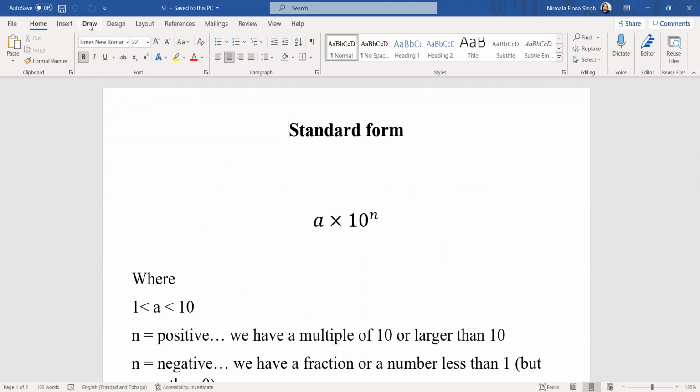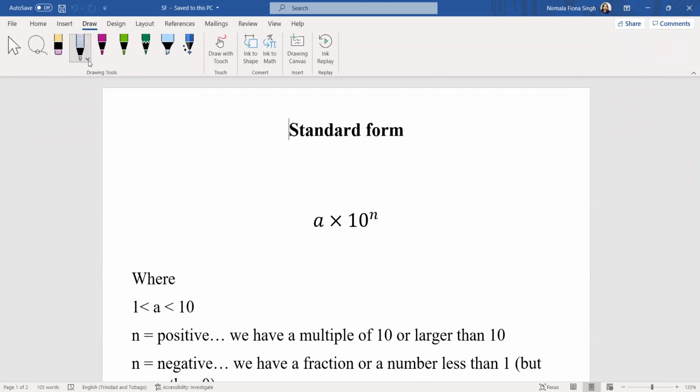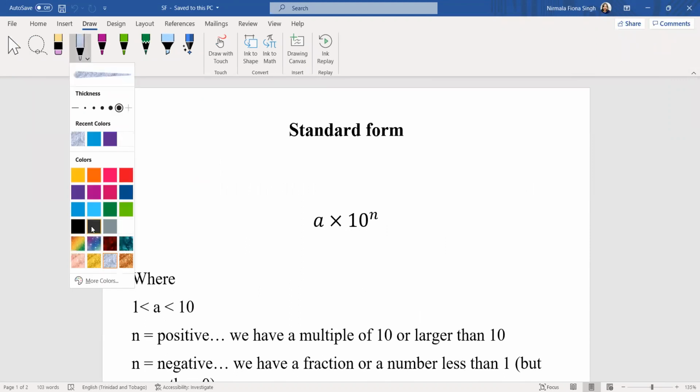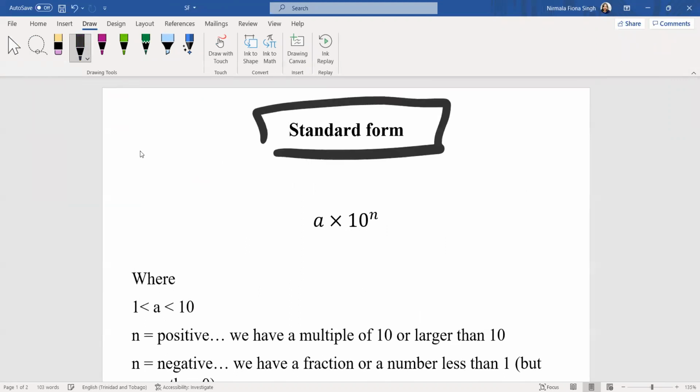So a little bit of revision. We have here standard form. We do know that standard form is written in the form of a by 10 to the n, where a is a number that is more than 1 and less than 10, and n is the number of times we multiply by 10. So standard form is essentially expressing any and every number as a multiple of 10.